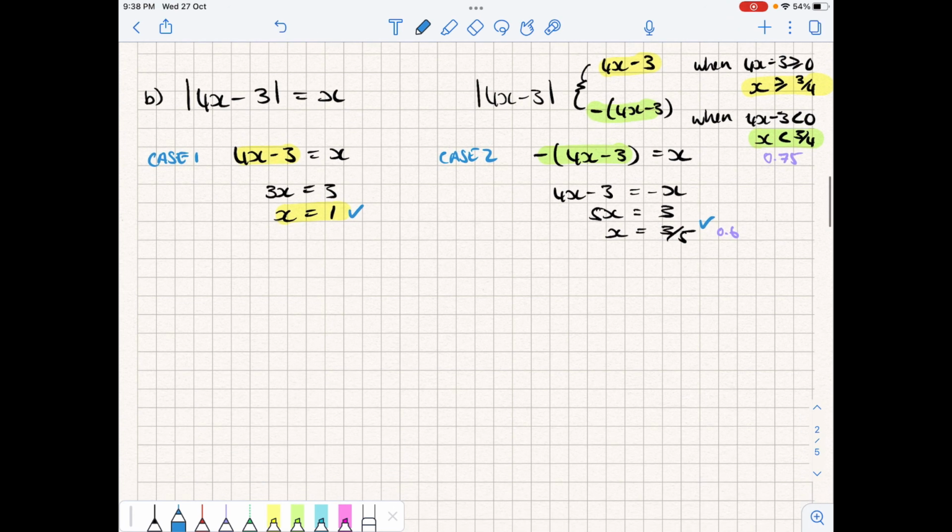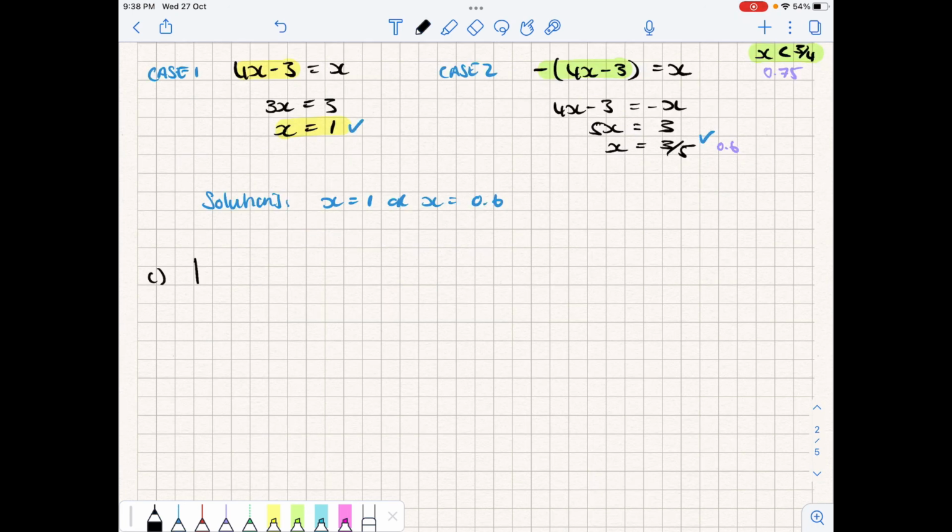And so once again, I can just round off and say the solutions are x equal to 1 or x equal to 0.6. So we have the absolute value of x squared minus 10 equal to 6.